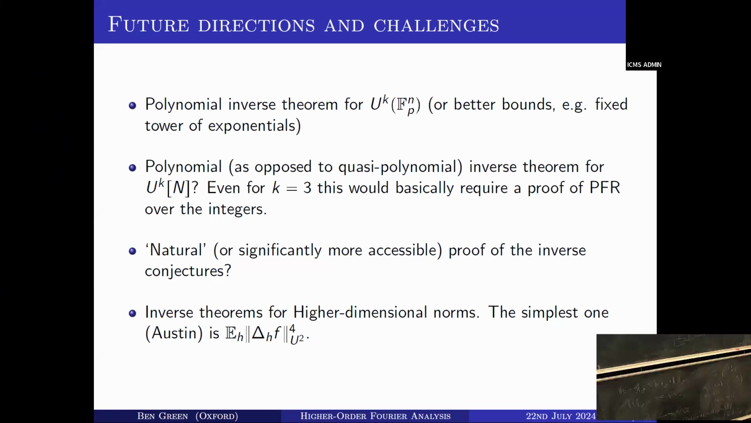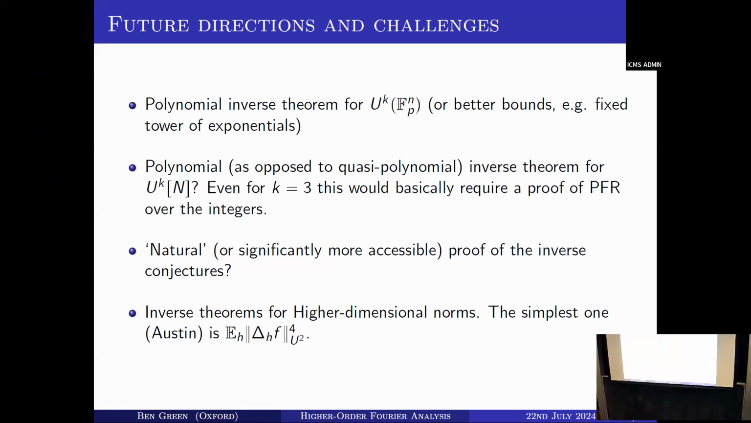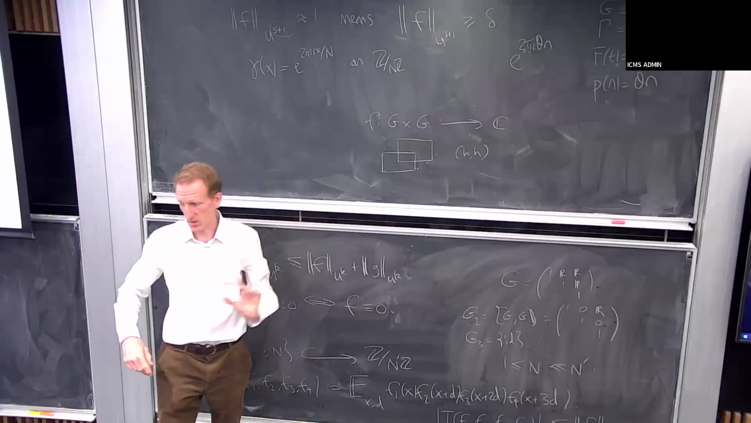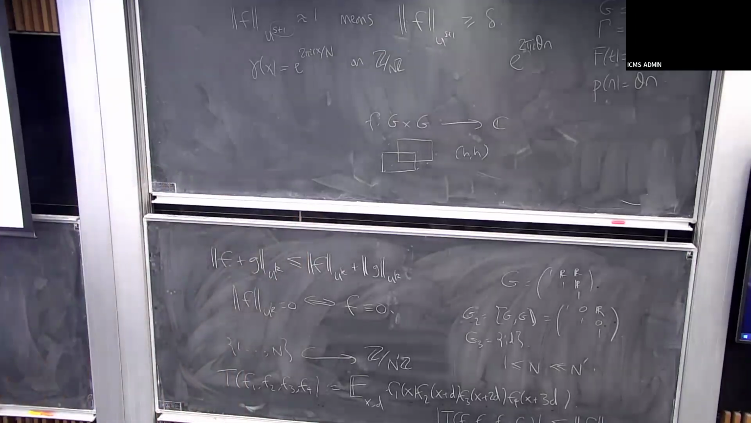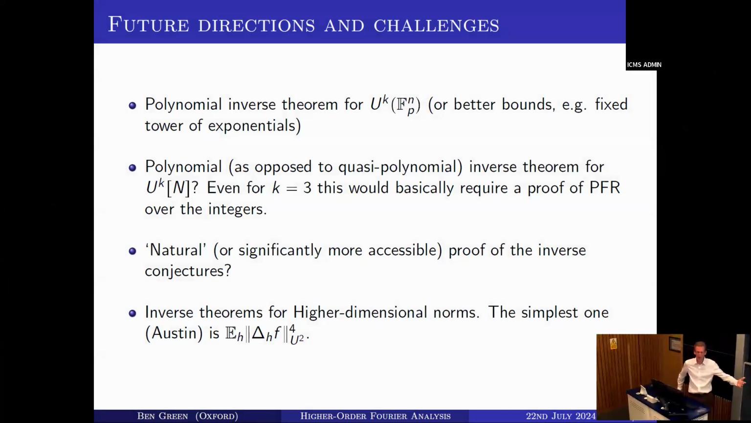But that's just the simplest case, and that's what you're already going to need to understand to get quantitative results about squares rather than just corners. And of course, there's a whole world beyond that as well. So I think that's definitely a big challenge. But I'll stop there.